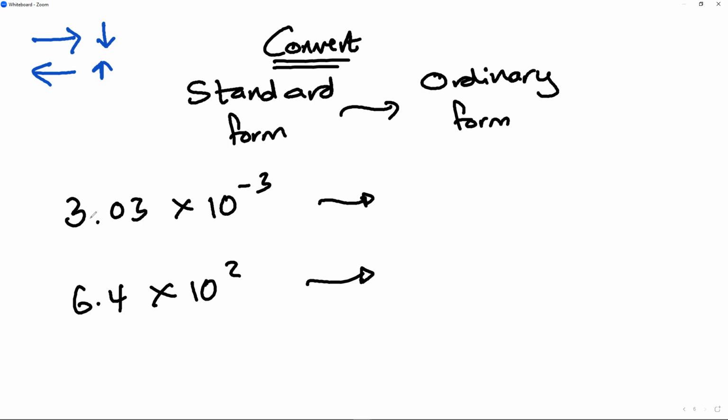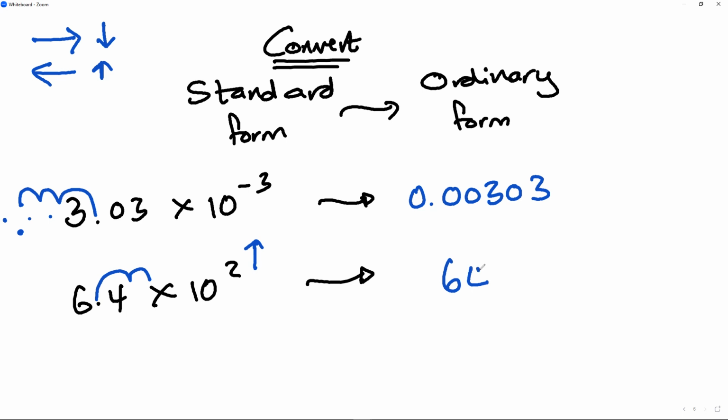So I have to go 3 spaces to the left. 1, 2, 3. Move the decimal there, put a 0, 0, and a 0 over there, and get 0.00303. And now I have it in ordinary form. This one has gone up, so it moved left by 2. I'm going to move it right by 2 now. 1, 2, and it becomes 640.